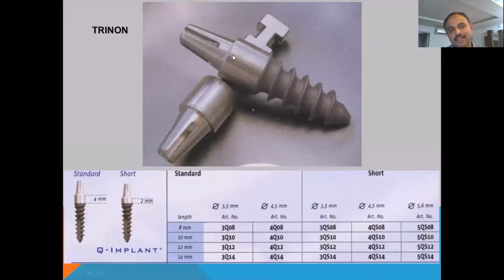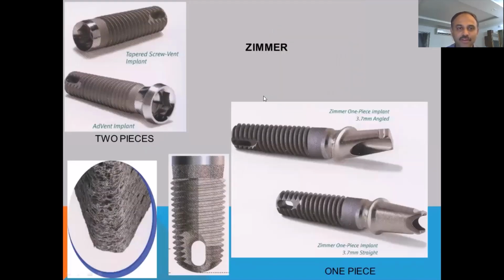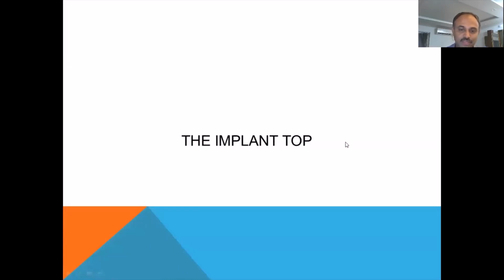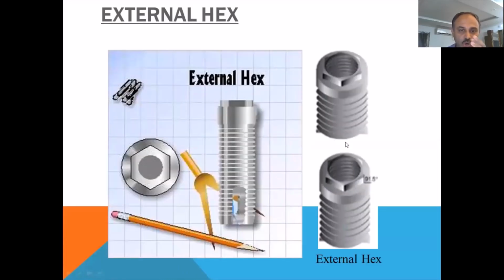Now, this is another manufacturer, Trinon, with a single piece implant, the fixture and abutment with a solid neck of an implant. It has an advantage like immediate loading and all. Now Zimmer is another world renowned company. They also have different designs of implant. This is threaded, a single piece implant with internal hex. We'll come to that internal hex later. This is a single piece implant. This is a two-stage implant. And let us see one important thing: how does the top of an implant look?